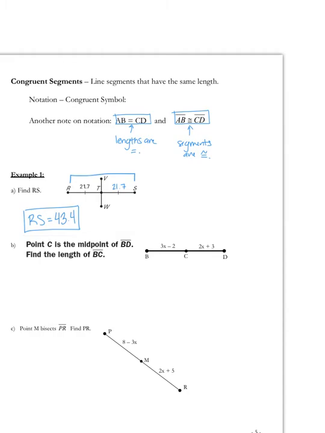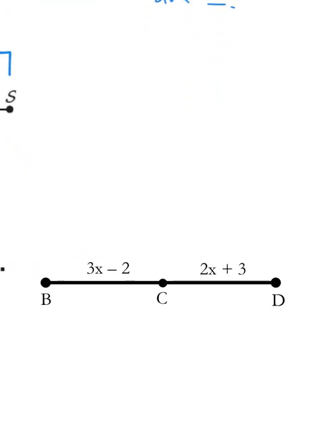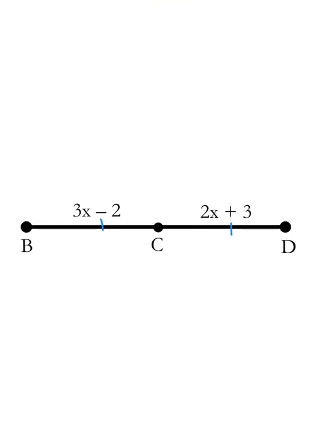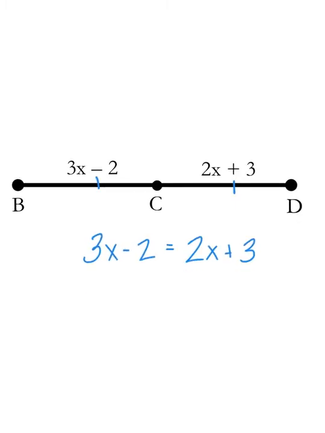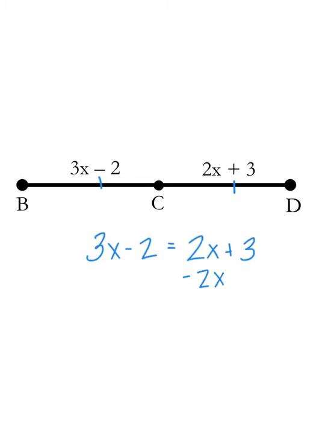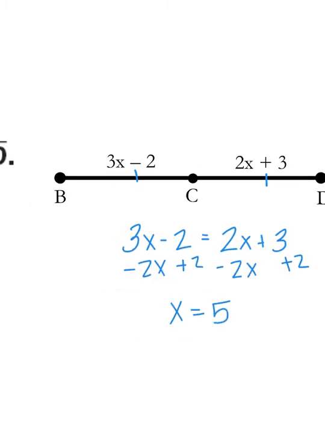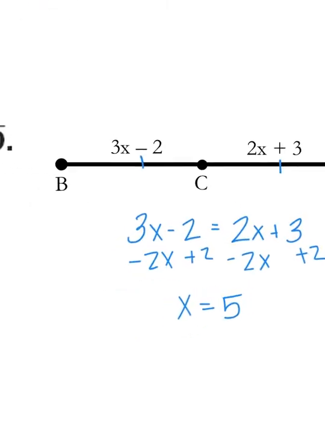Point C is the midpoint of BD. Find the length of BC. So this right here, if C is the midpoint, if you see midpoint, you can put tick marks on there. If you see tick marks, that means that they're equal. So 3x minus 2 equals 2x plus 3. So then I just solve. Plus 2 plus 2. So that's 1x. This is 5. Now it says find the length of BC.